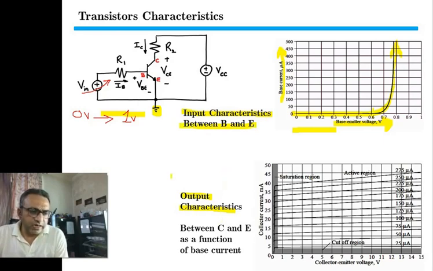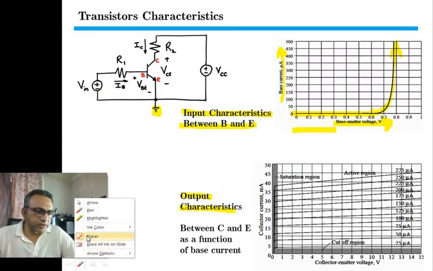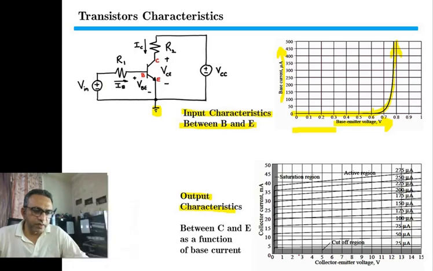Now secondly, let us come to the output characteristics. The output characteristics are observed with collector emitter voltage on the x-axis. This is the collector emitter voltage. And collector current on the y-axis. This is the collector current on the y-axis.